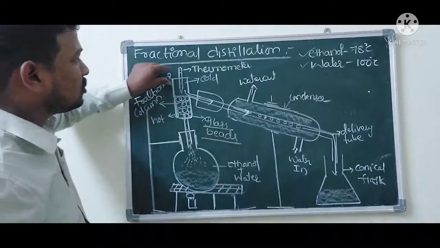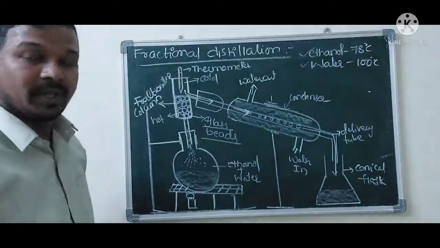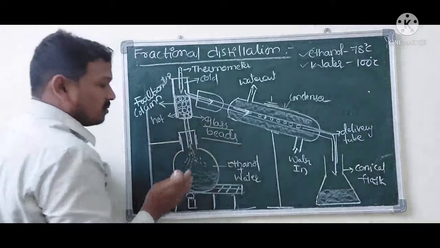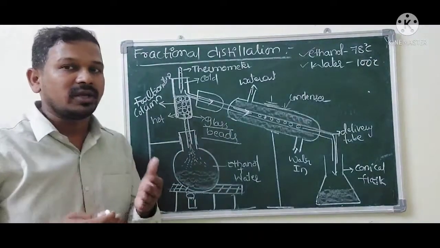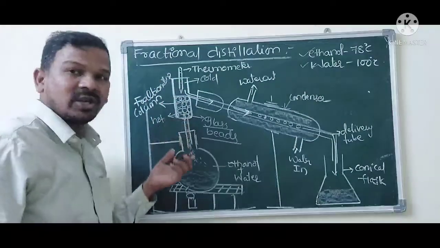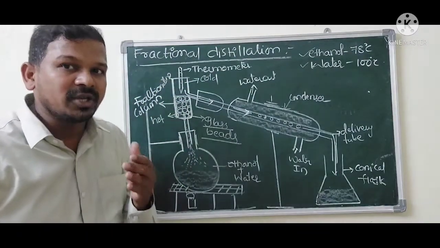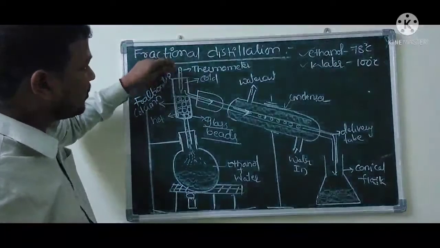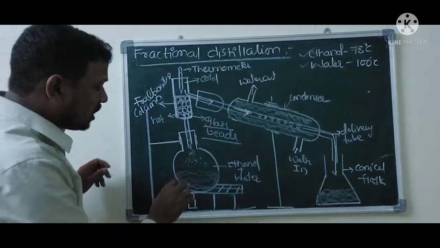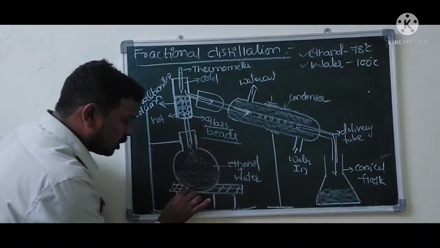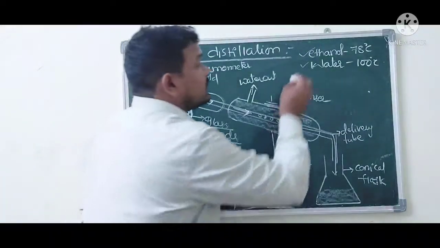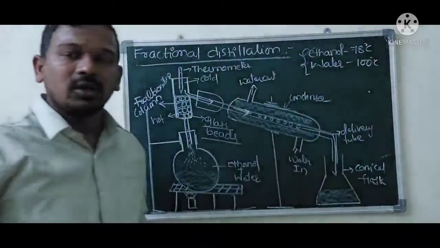So what is the duty of the thermometer here? The thermometer will control the temperature, meaning it will not stop or increase the temperature itself. It will indicate the temperature of the fractionating column. We need to check the temperature every time with the help of the thermometer, so that we can increase or decrease the heat. But here the difference is very small.